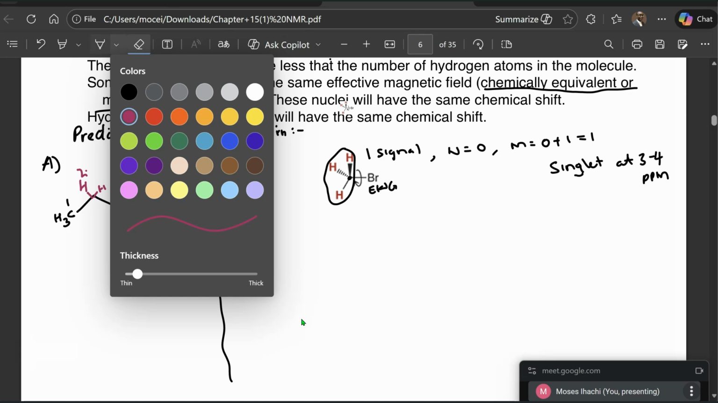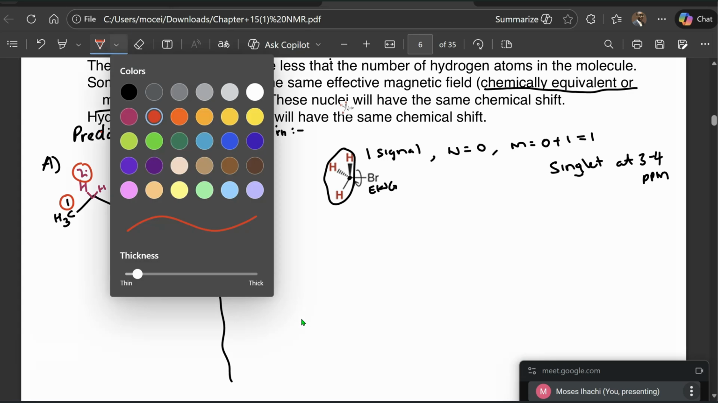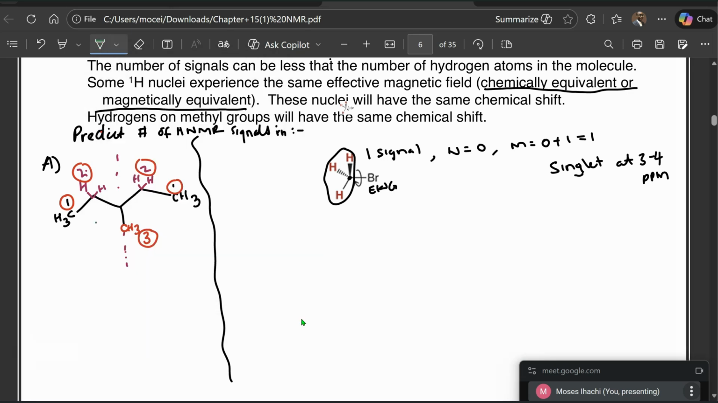However, you have this other one here. You have a CH3 here, different from the other CH3s. I hope you can see that. Call that signal number 3. So far we're expecting 3 signals. But you're not done because there's an implied hydrogen, number 4.